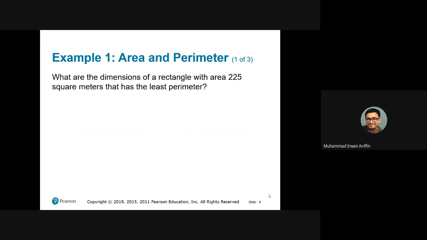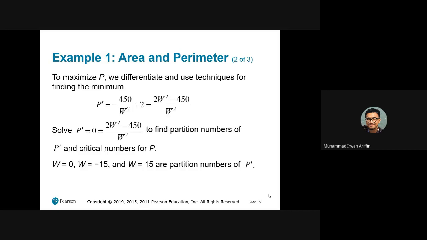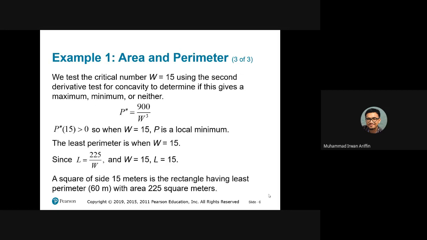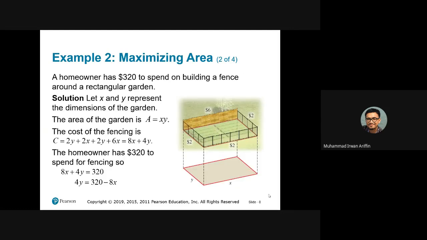Okay, it's just that with regard to area and perimeter, instead of using the revenue function or the profit function, we need to use the formula for area and perimeter. So I'm going to leave this example to you. Just go through it, because the application would be the same.